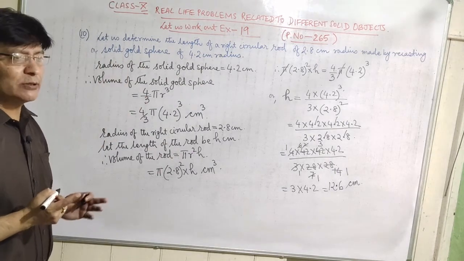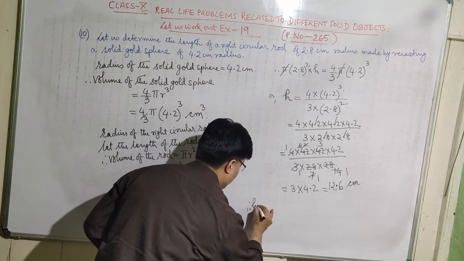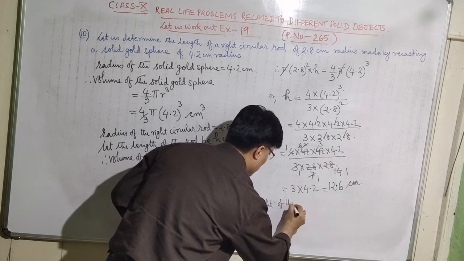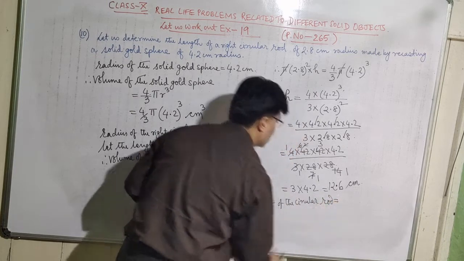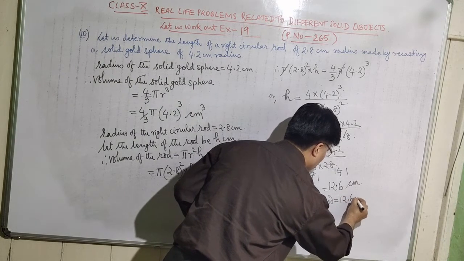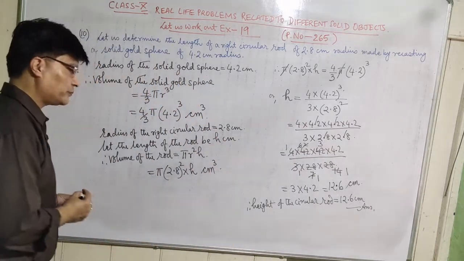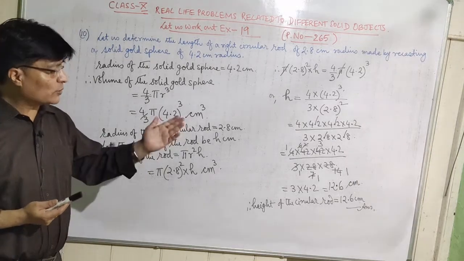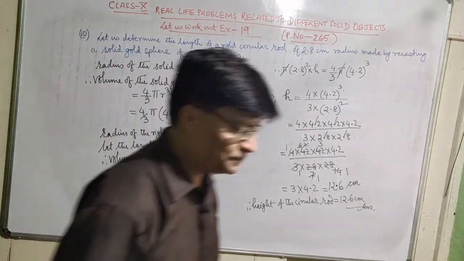So what is the height of the right circular rod? It is 12.6 centimeter. Therefore, height of the circular rod is equal to, what is the answer? It is 12.6 centimeter. So what is the height of the circular rod? It is 12.6 centimeter. So that is the final answer. So you can copy it. Now we'll do the next problem.